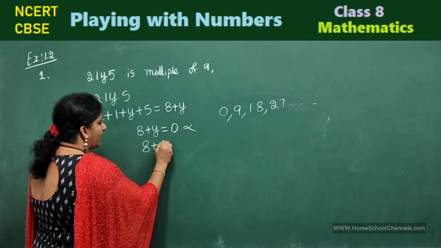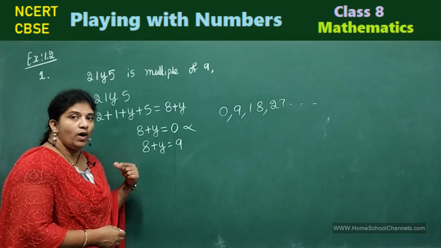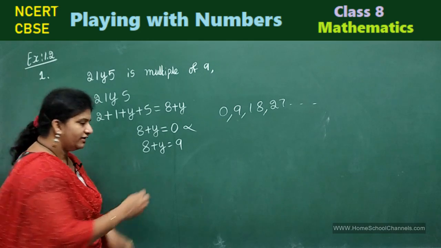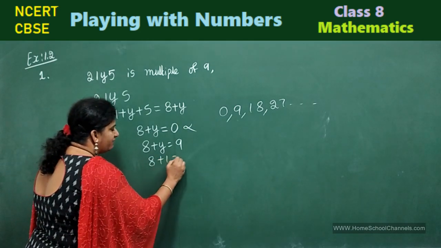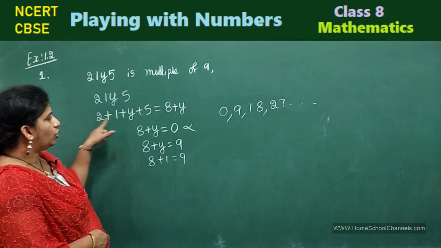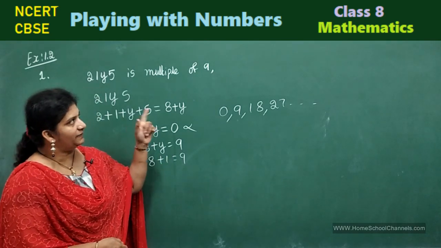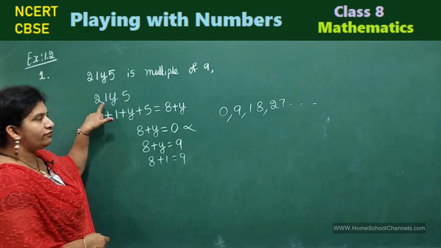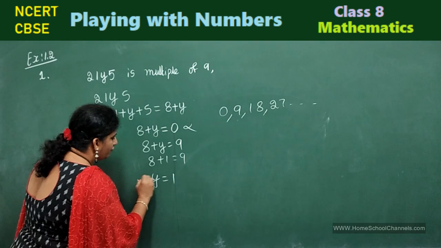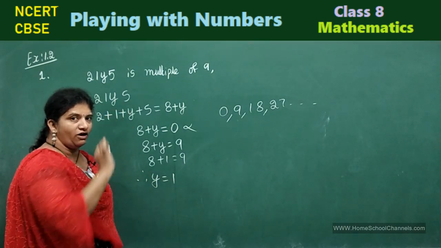8 plus y is equal to 9. For 8, what number do you add to get 9? 8 plus 1 will give you 9. That means the total might be 9, and that 9 is a multiple of 9. So what is this 4-digit number? Here, the y value is 1. Therefore, y value is 1. If the y value is 1, it is a multiple of 9.